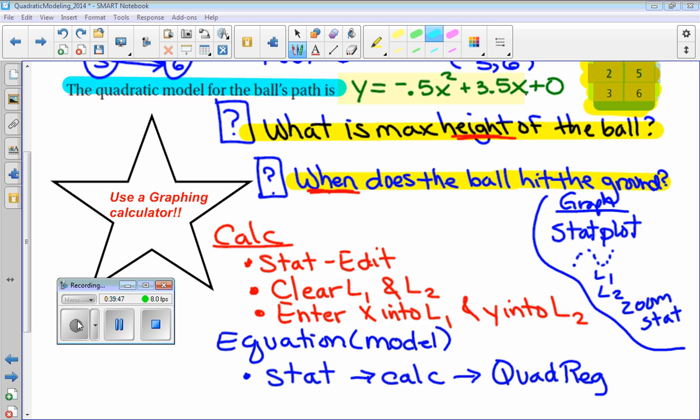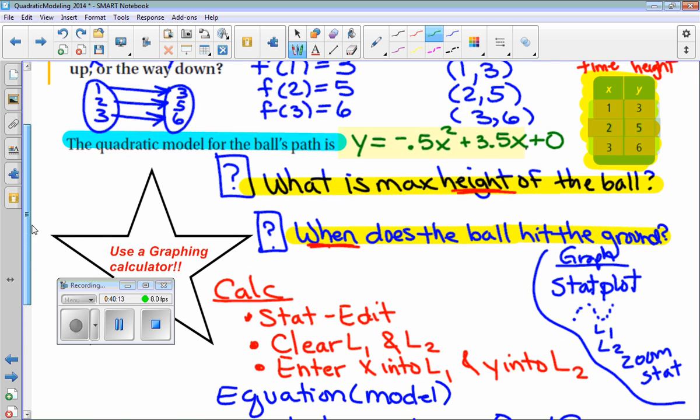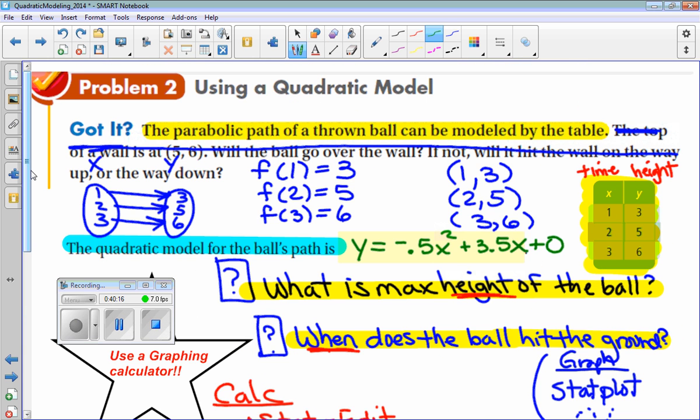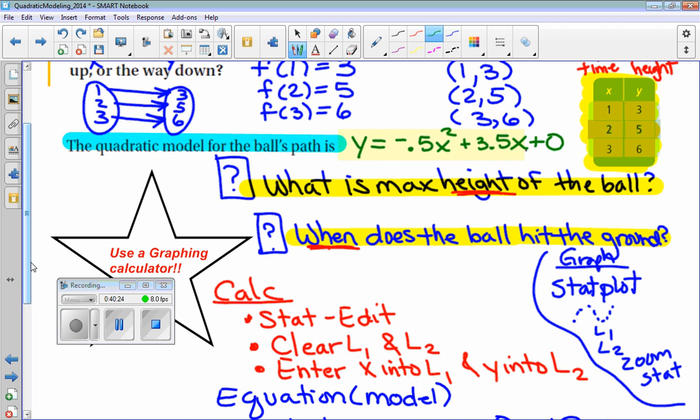I got 3.5 and 6.125. Now, I agree. That is the vertex. Here's the question. Only one of those is the height. I heard both answers. I heard X and I heard Y. Let's go back up because we wrote it here. X was time, Y was height. So which one is it? Y. So what is the maximum height? 6.125.